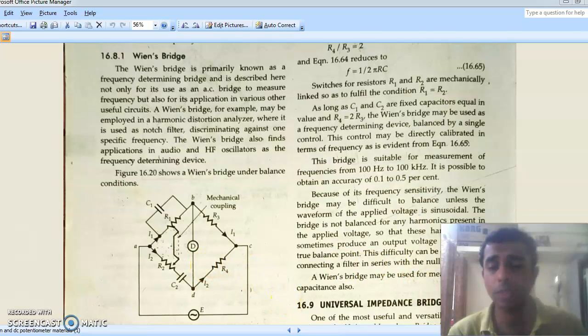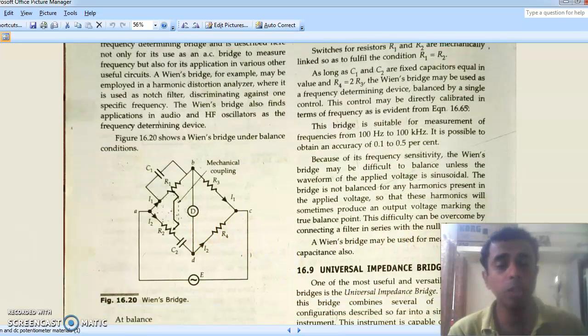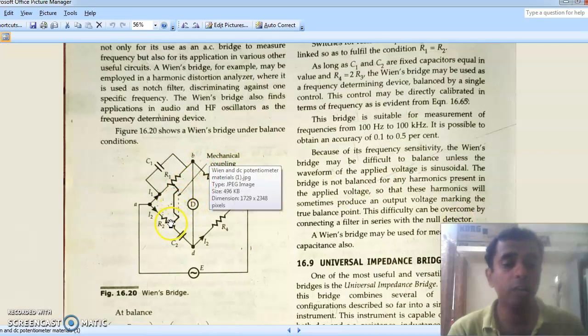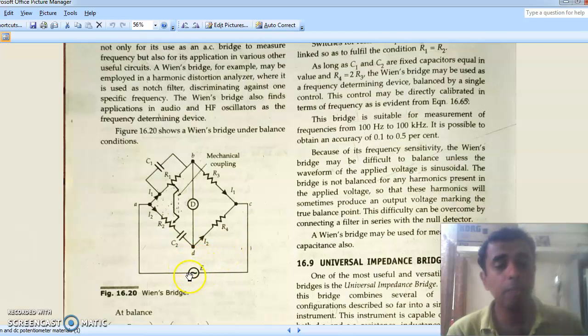But here the case is reverse. We keep the parameters constant. We keep R1 and R2 constant at some value, and then we have a supply with some magnitude and some frequency. We are actually varying the frequency of the supply, so that at some frequency the bridge gets balanced. That gives the unknown frequency. So we have to find under what frequency this bridge is getting balanced, and we keep on changing the frequency of the supply until at one frequency the bridge gets balanced.